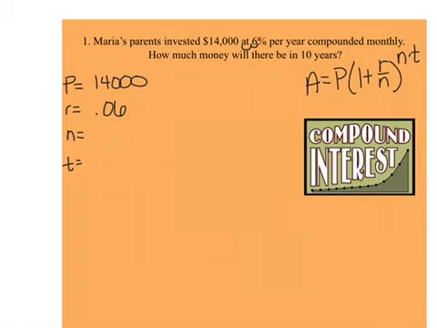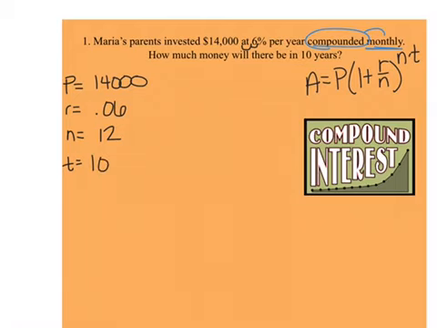My N, how many times I'm getting it in a year. So I'm going to look for the word that comes after compounded. So here's compounded right here. The word that comes after it is monthly. So when I see monthly, my N value is going to be 12. You can look back at that table and see when we saw monthly, it was 12. And then T is your number of years. Well, this asks for 10 years.